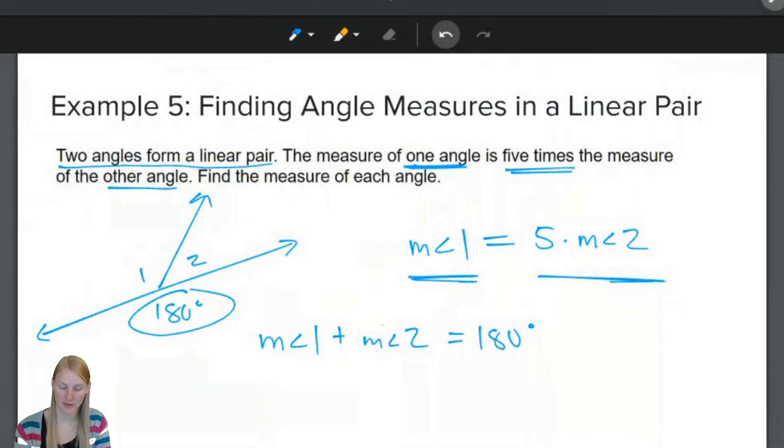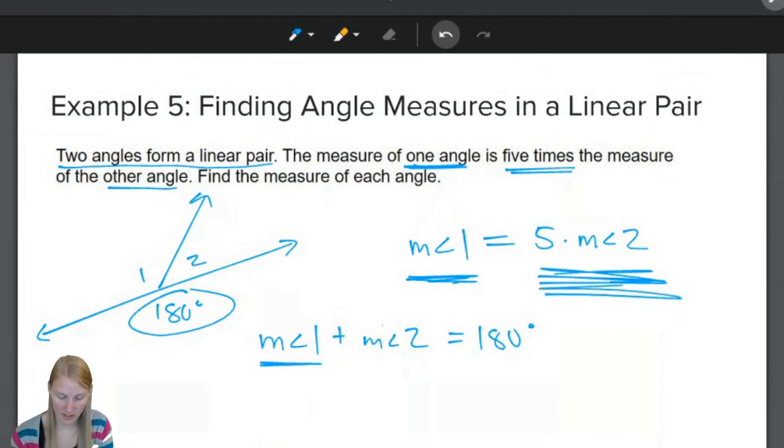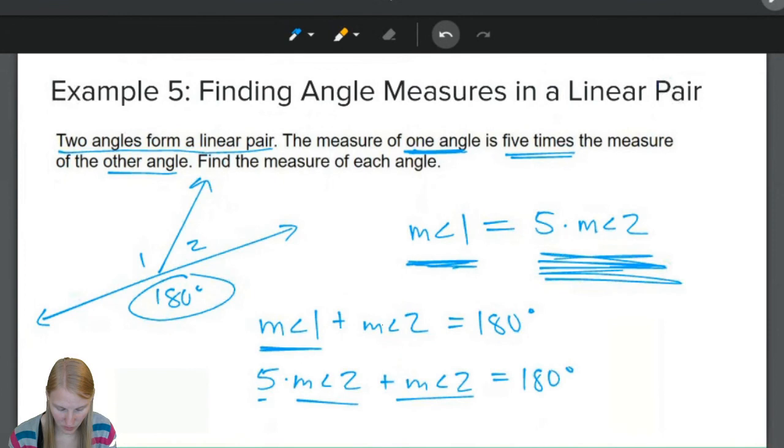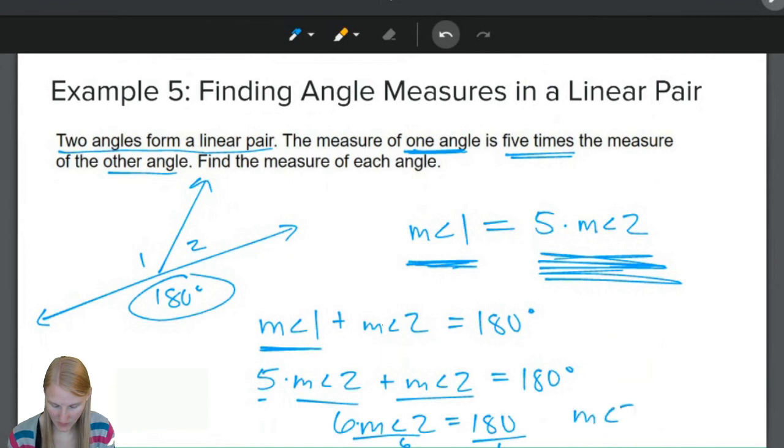And I know that the measure of angle 1 is equal to 5 times the measure of angle 2. So instead of writing measure of angle 1 right here, let's write 5 times the measure of angle 2 plus the measure of angle 2 equals 180. Now here I have 5 measure of angle 2's, and I have another one, so I can combine these into 6 times the measure of angle 2 equals 180. And then if I divide by 6, I get that the measure of angle 2 is equal to 30 degrees.